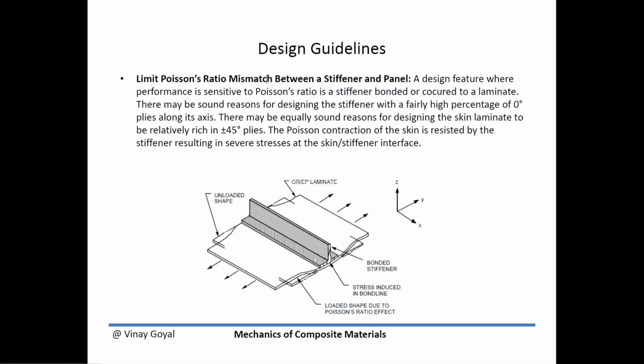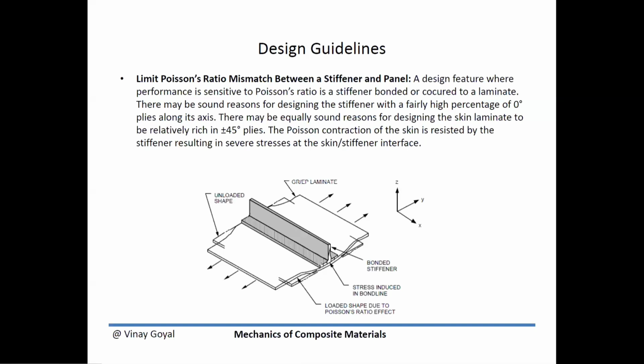There might also be good reasons for designing the skin laminates to be relatively rich in plus minus 45. That way the Poisson contraction of the skin is resisted by the stiffener. And if you can reduce that mismatch, that'll suppress severe stresses between the skin and the stiffener. So basically, bring the Poisson effects close to each other.